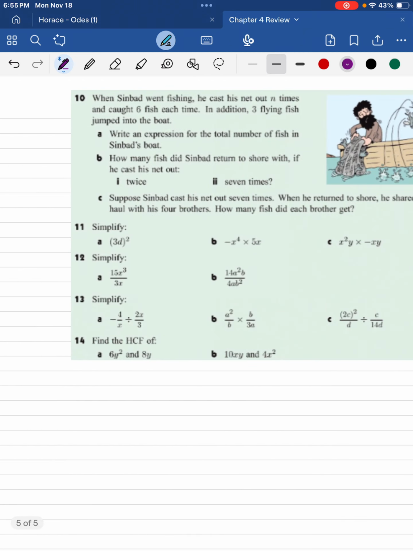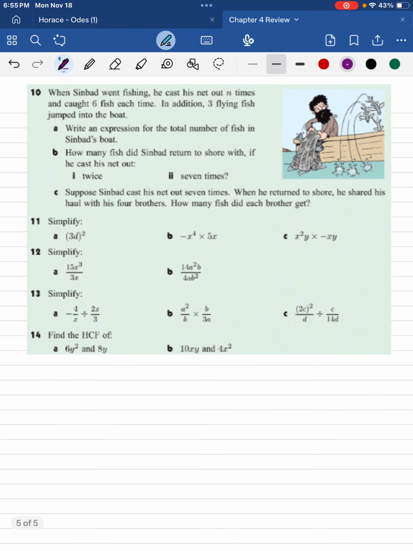Okay. We have a couple more. Sinbad went fishing. He cast his net out n times. It caught 6 fish each time. In addition, 3 flying fish jumped into the boat. Write an expression for the total number of fish in Sinbad's boat.